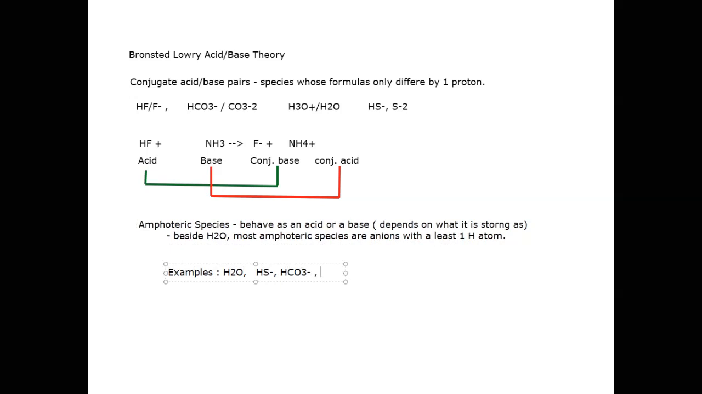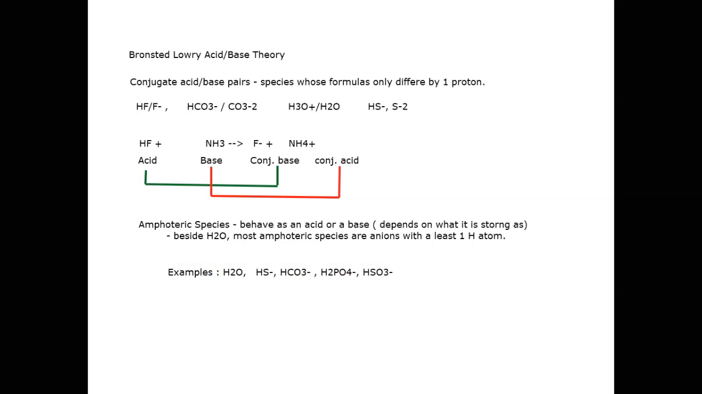When you accept the proton, the charge increases by +1. When you remove a proton, the charge decreases by -1. H2PO4 minus, what else? HSO3 minus, etc. So there are many examples. These are just a few. And so again, amphoteric species can behave as an acid or a base. It just depends on what it's reacting with to determine whether it's going to be an acid or a base.